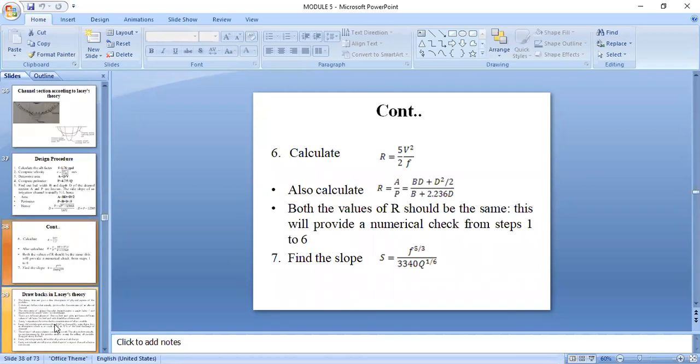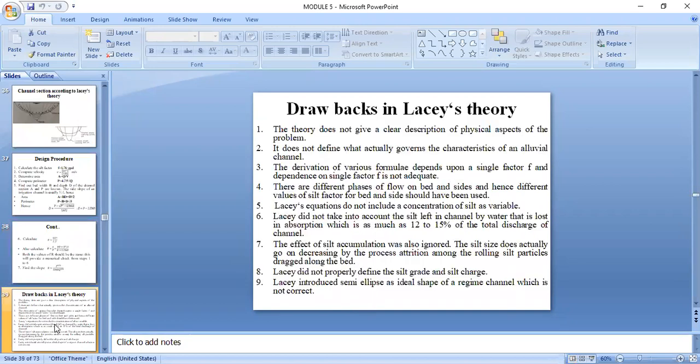Now these are the two standard canal designs: Kennedy's method of channel design and Lacey's method of channel design. As in the case of Kennedy's method of channel design you have some limitations, similarly in Lacey's method of channel design also you have some drawbacks or limitations. Here, the theory does not give a clear description of physical aspects of the problem. So the physical aspects of the problem have not been taken into consideration.